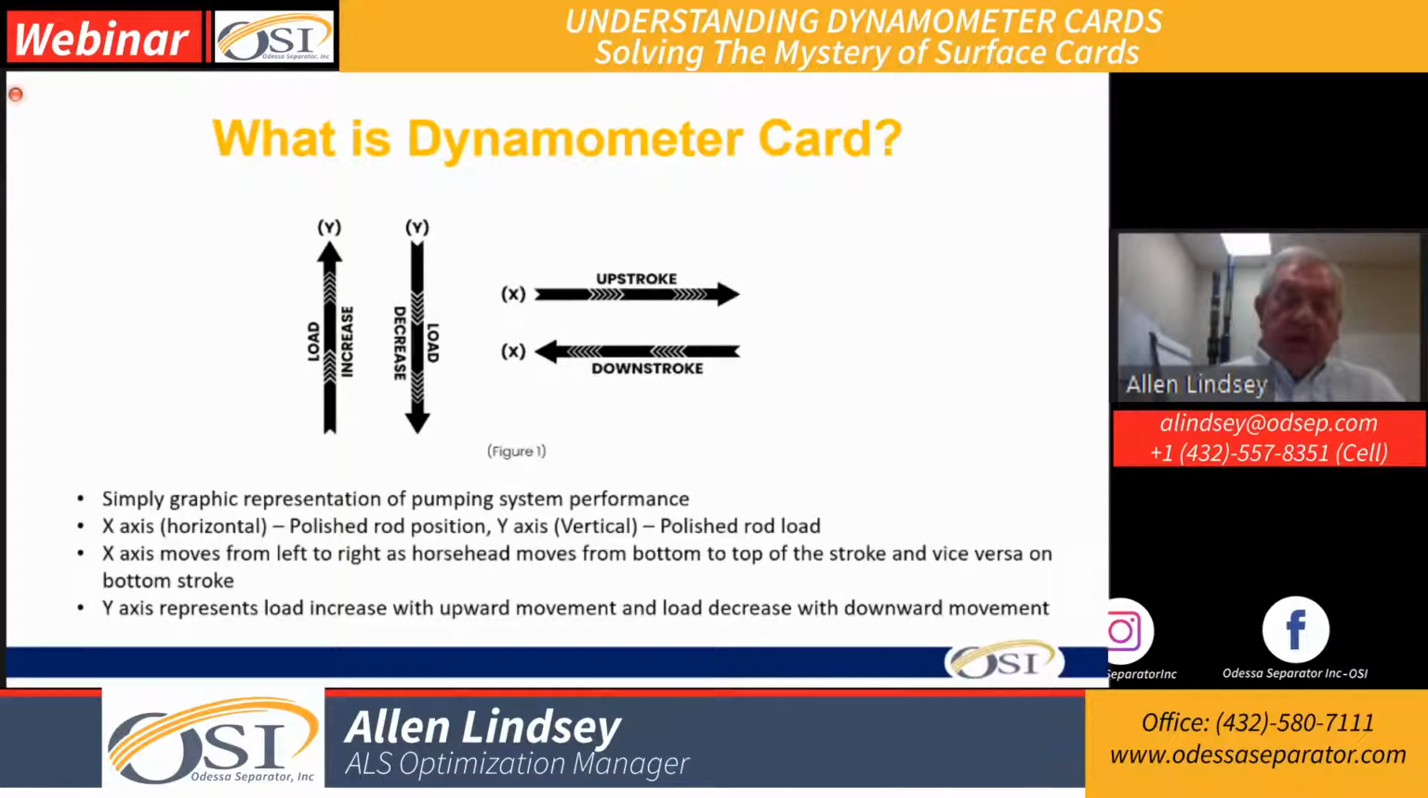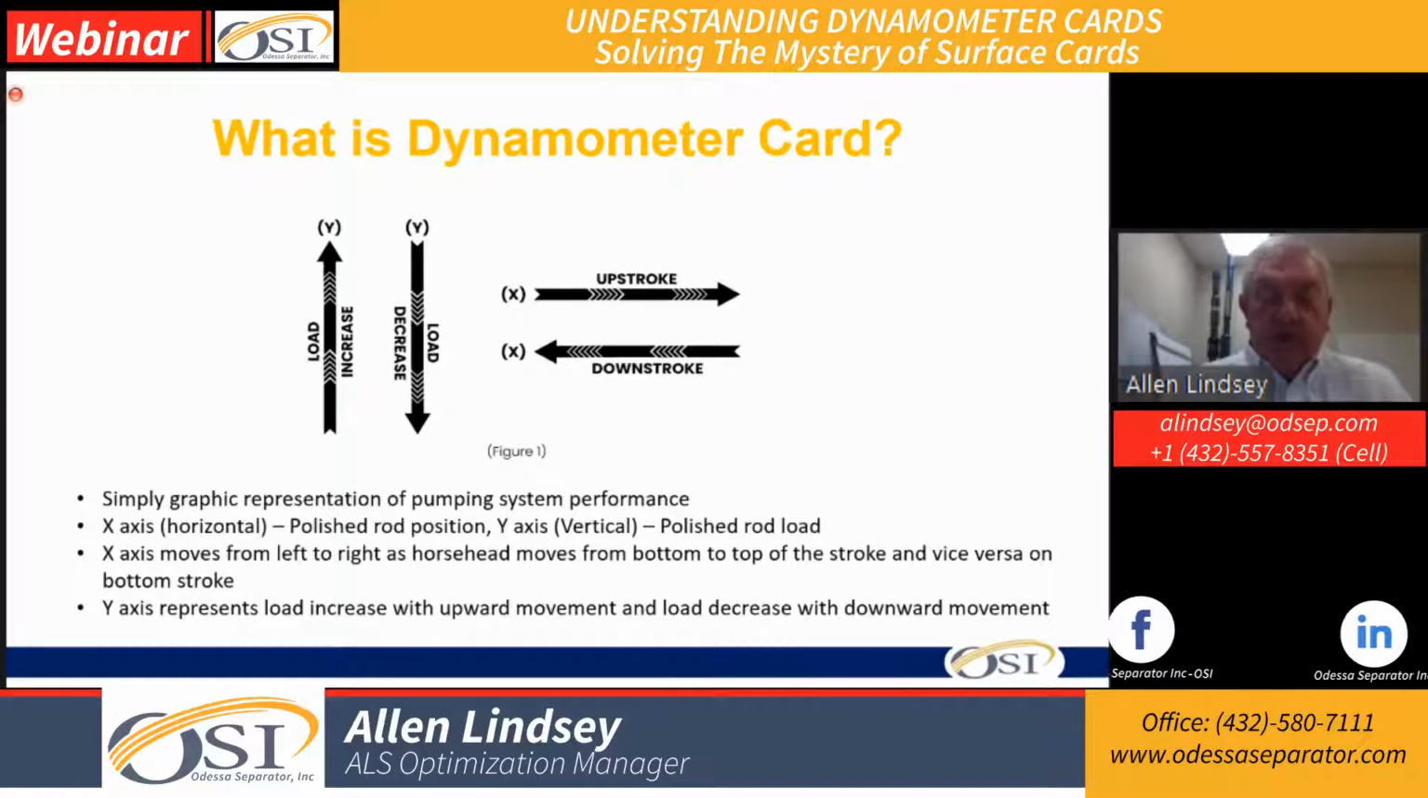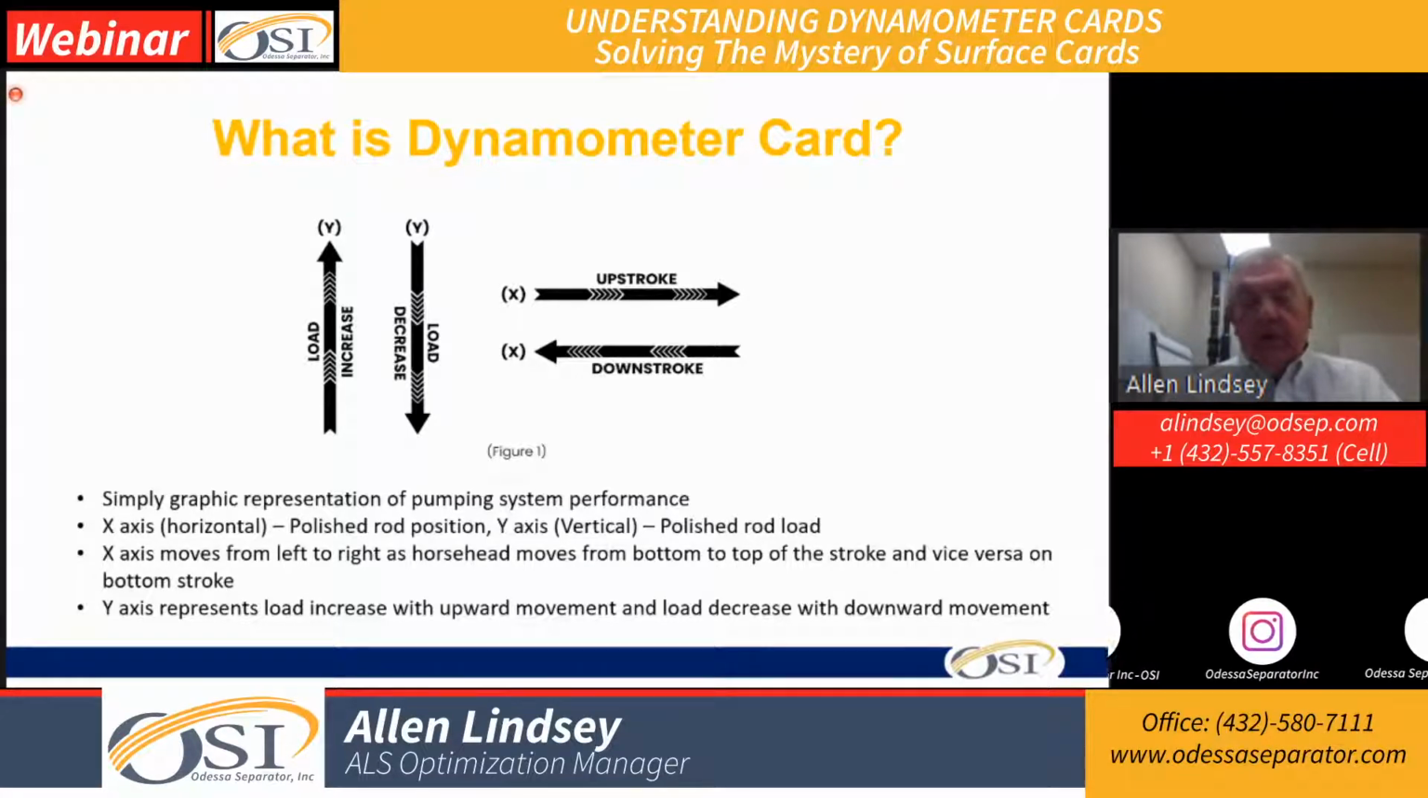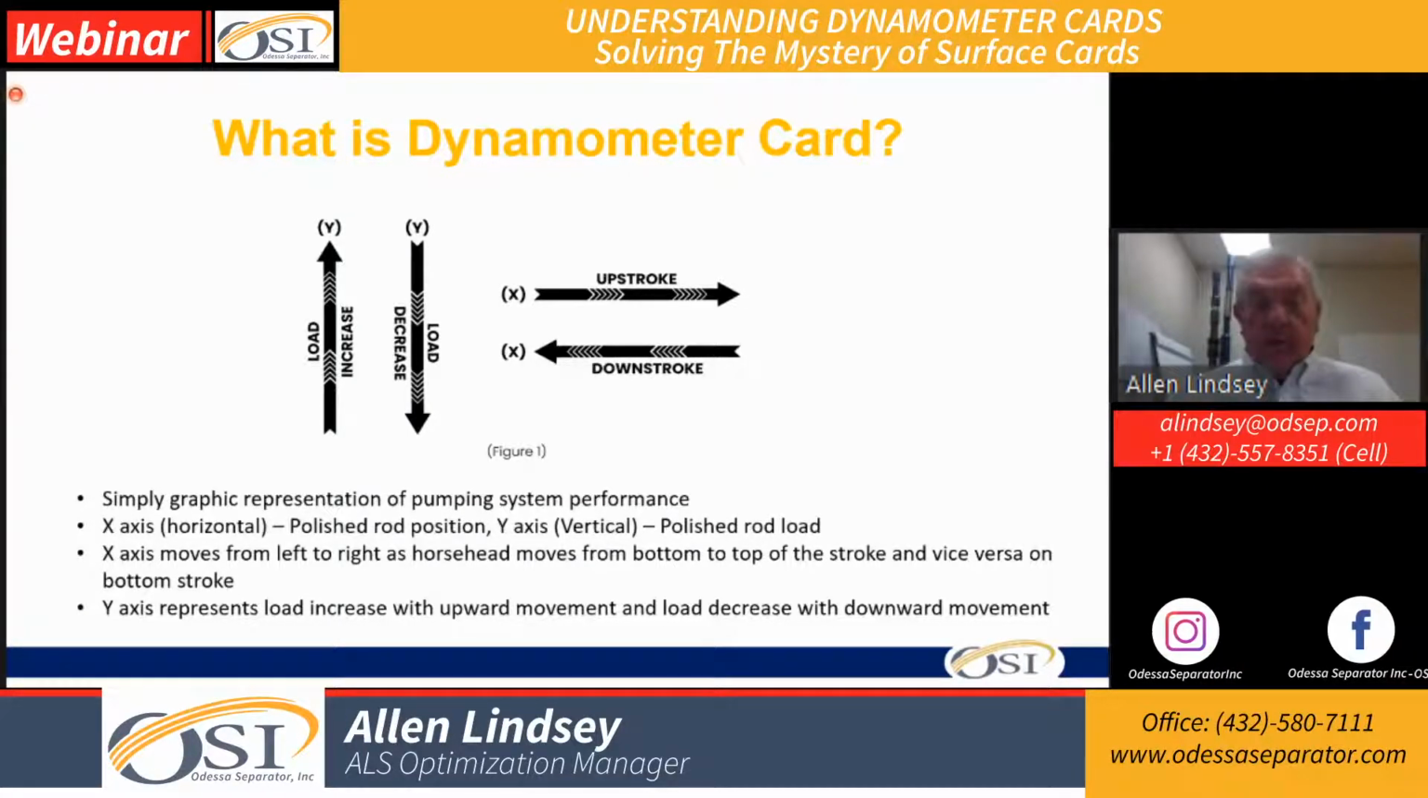So what is a dynamometer card? Dynamometer surveys produce dynamometer cards, which are simply a graphic representation of pumping system performance. A dynamometer card is a two-axis graph with the x-axis representing polish rod position and the y-axis representing polish rod load.